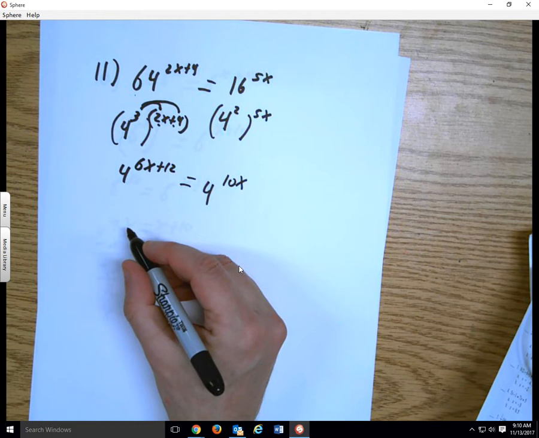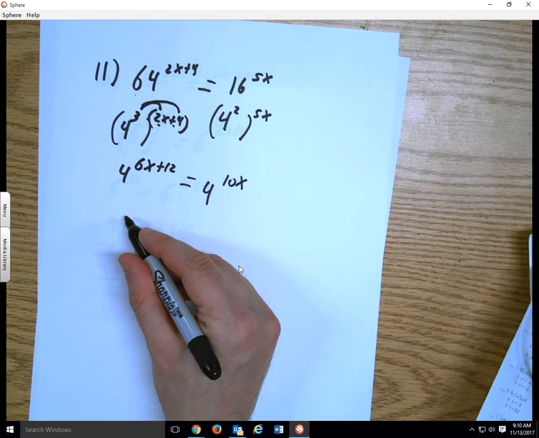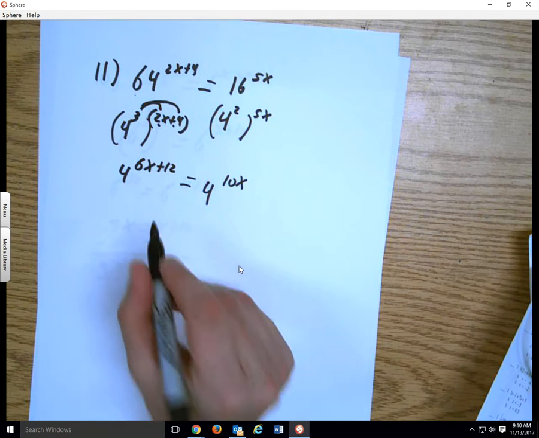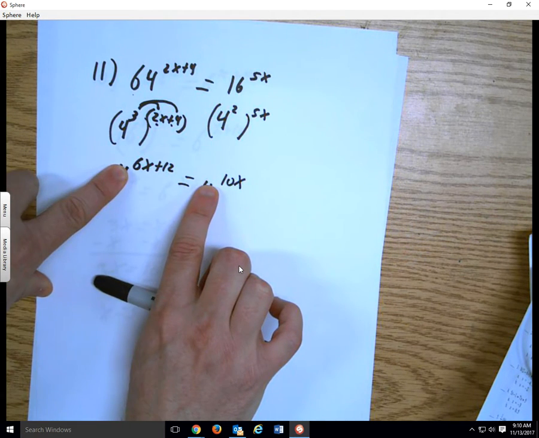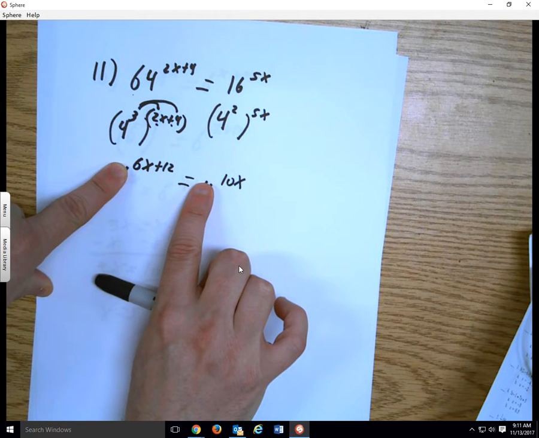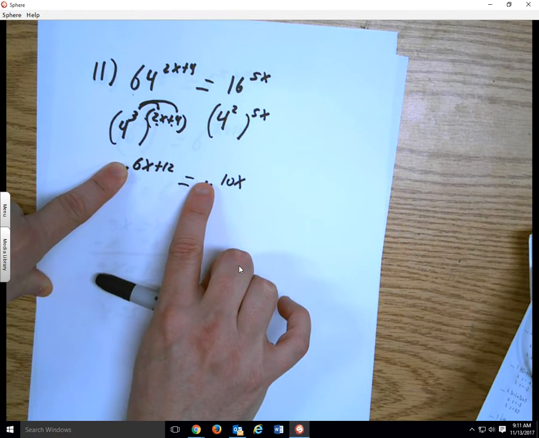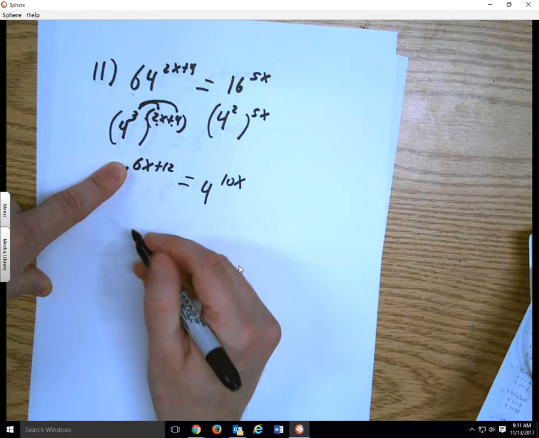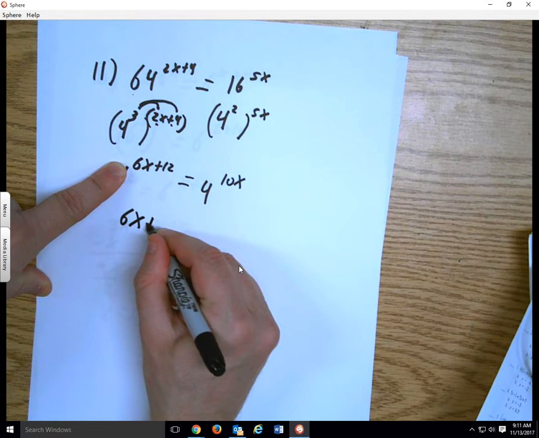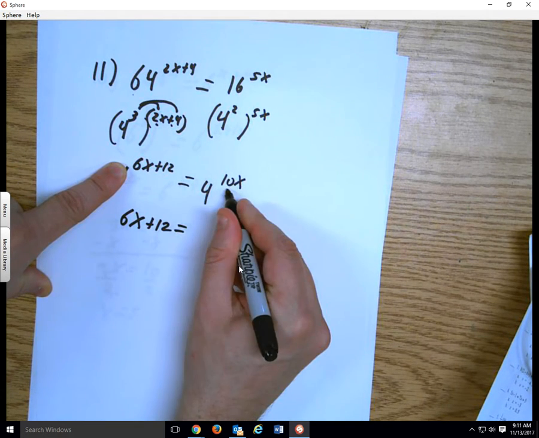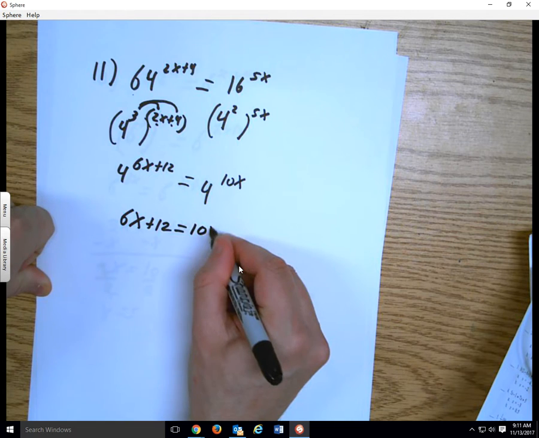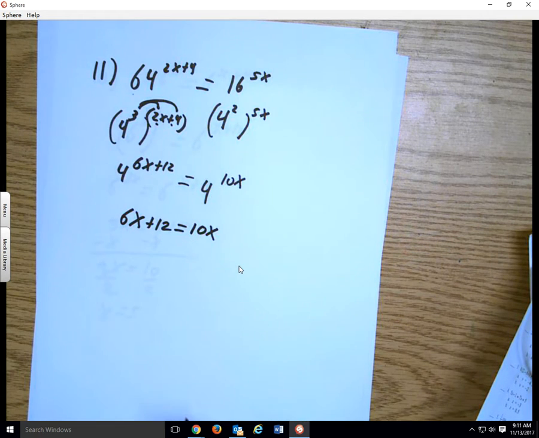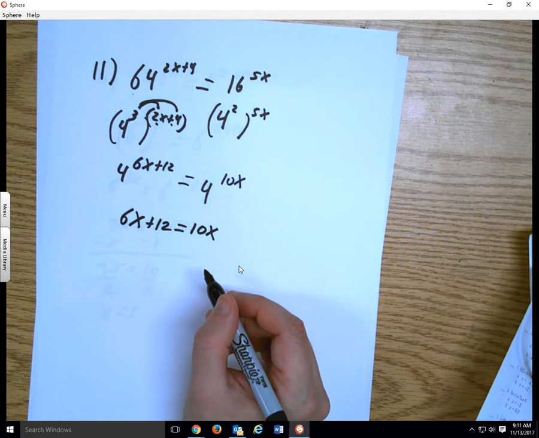So what would I write next? If you get rid of the base number, because it's the same, what would you have? 6x plus 12 equals 10x, right? Now you just solve for x. What would you take away from both sides?